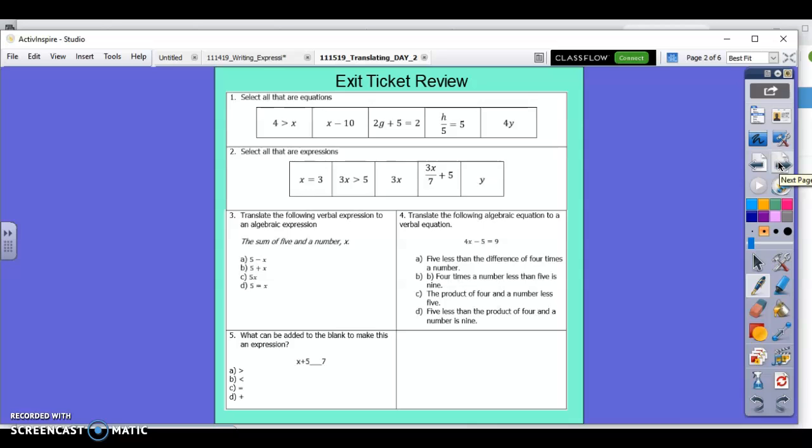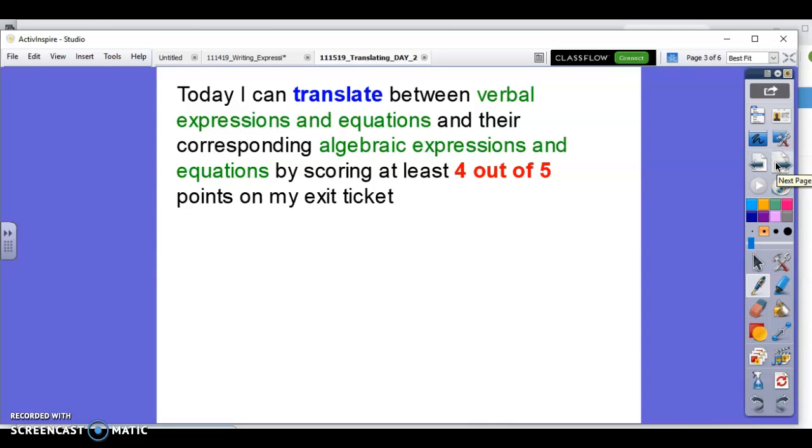All right, so the exit ticket, go ahead and click on that video to watch the exit ticket review. Here is your target for today. Today I can translate between verbal expressions and equations and their corresponding algebraic expressions and equations by scoring at least 4 out of 5 points on my exit ticket.